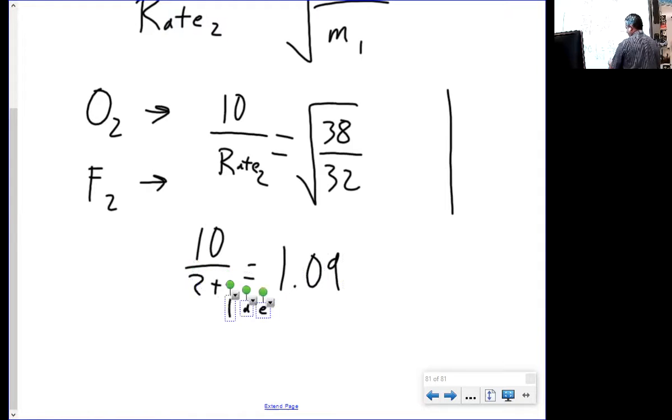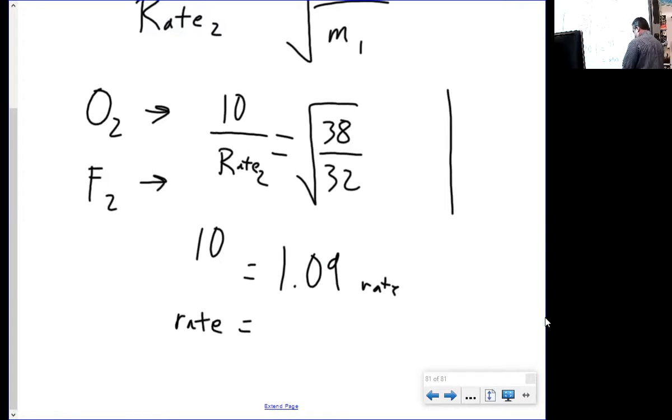Oh man, it didn't let me take it. Okay, multiply rate by both sides, get the rate on the other side. And you say 10 divided by 1.09 to get your rate. 10 divided by 1.09 is going to equal 9.17 meters per second. So fluorine is just a little bit bigger than oxygen and just a little bit slower than oxygen.